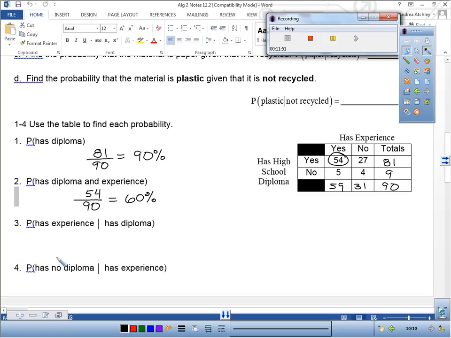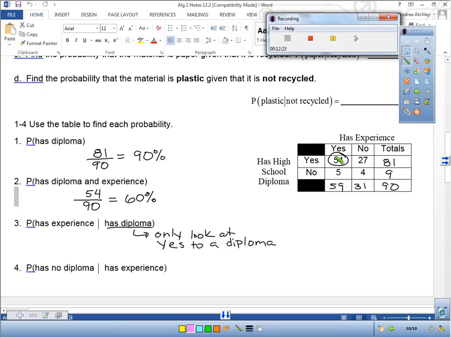Any questions? Okay, this is what we're going to limit to now. Has a diploma, given they have experience. So we're only going to look at yes to diploma. So in our chart, we're only going to look at this row. So that's 81 total people.